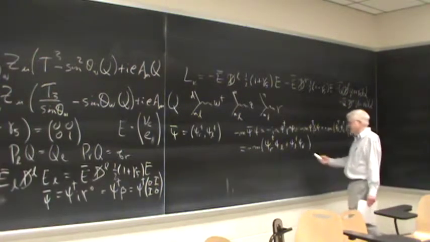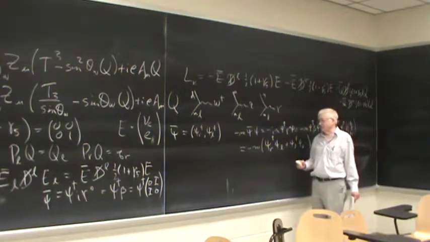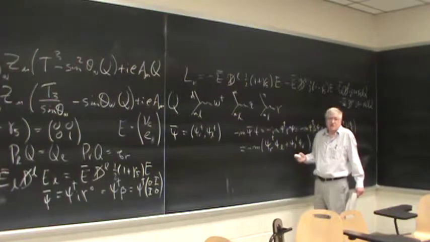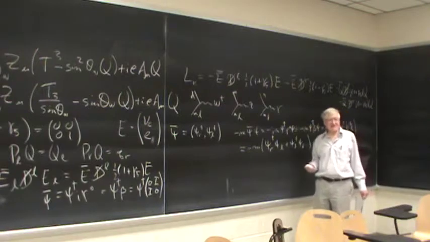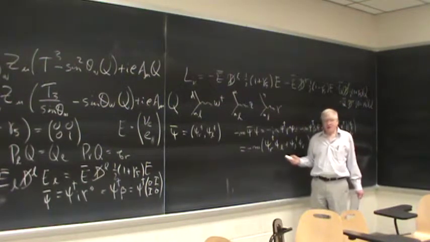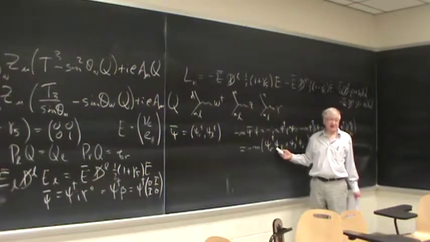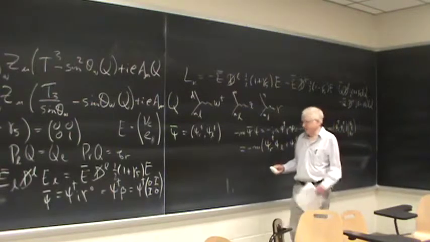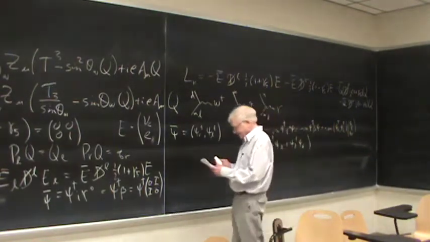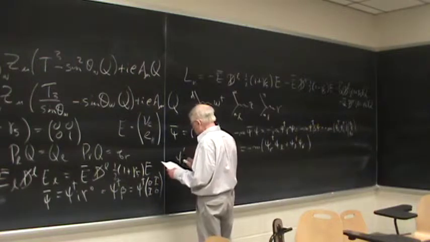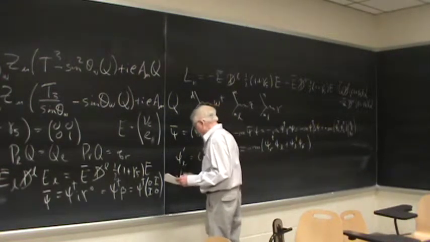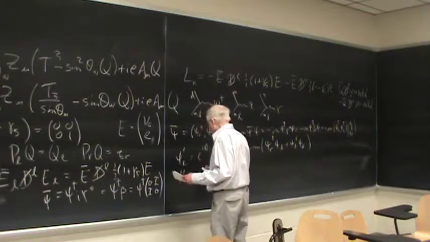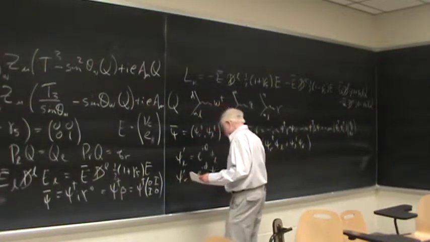Since they're independent fields, we can do a field redefinition of a trivial sort, rather than multiplying by plus or minus infinity. We can multiply them just by a phase factor. So we can say, I don't like these fields. I want to deal with psi prime left, e to the i theta psi left, psi prime right, e to the i phi psi right.